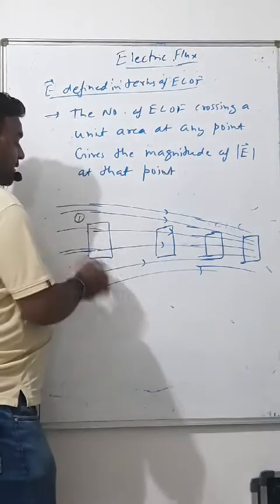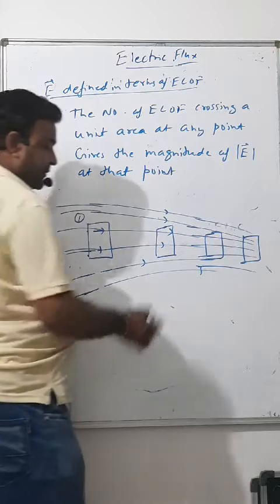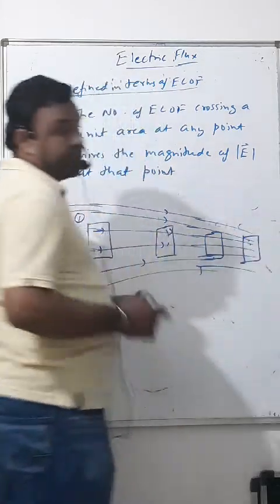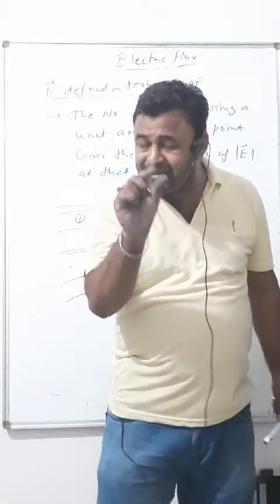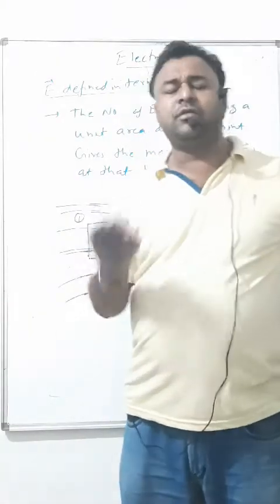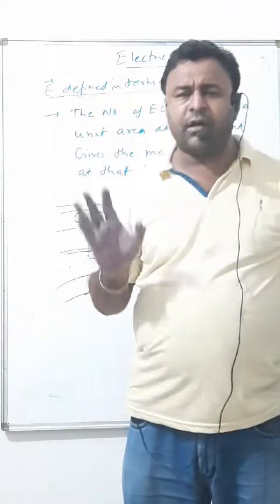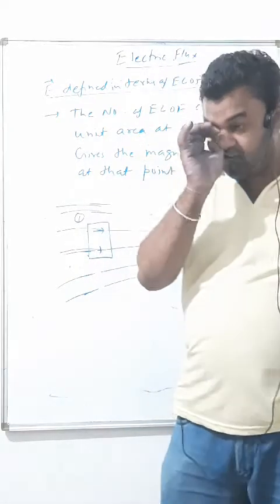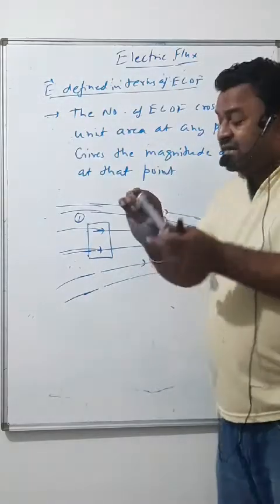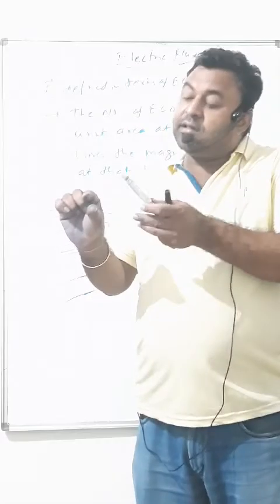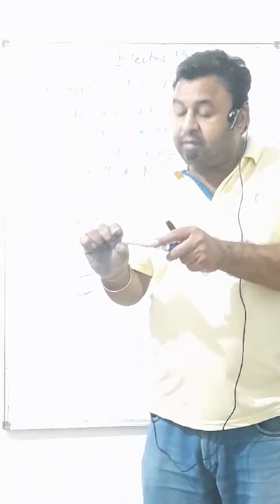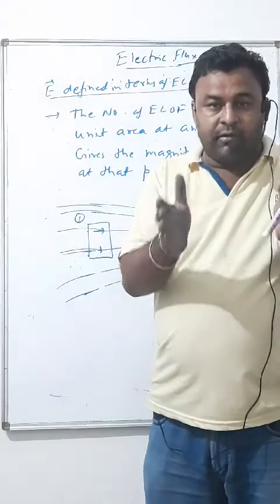Here at position 1, there are 2 lines of force crossing. Here also 2. Here 3 lines of force crossing. Here 4 crossing. Now, as the lines of force are denser at some point, then definitely if I place a unit area, unit means say 1 centimeter square or 1 mm square, whatever you can count, then if lines are denser, the number of lines of force crossing the given area will be more. If the lines are rarer, it will be lesser.